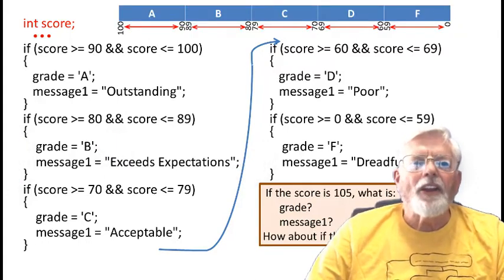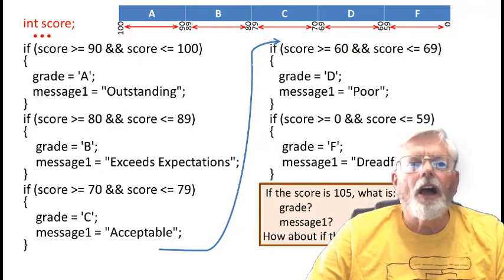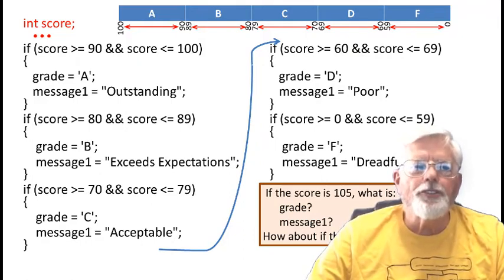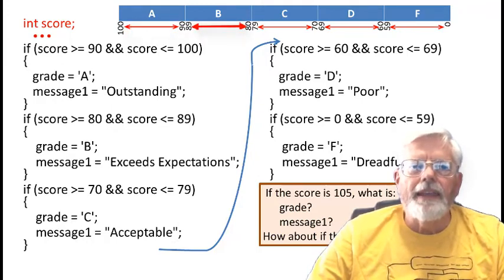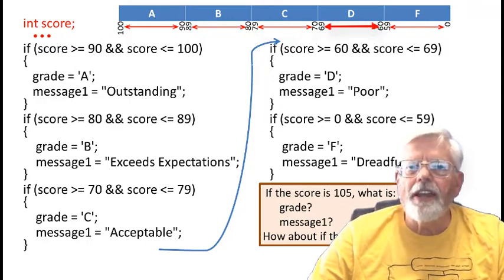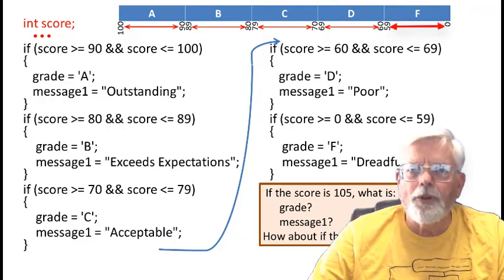What we have here is our tests. The first test is going to look for anything between 90 and 100. The second test is between 80 and 89. The third test is between 70 and 79. Then we have a test between 60 and 69 and a test from 0 to 59.